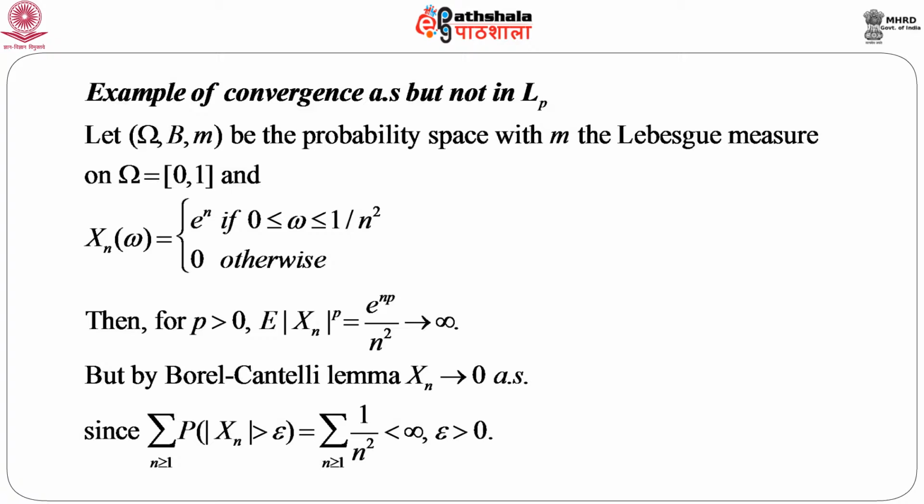That means it does not converge in L^p, but using the Borel-Cantelli lemma, we can immediately show that Xn goes to 0 almost surely, because if we calculate the sum over n greater than or equal to 1 of the probability that |Xn| is greater than epsilon, this is equal to the summation over n greater than or equal to 1 of 1 by n squared, which is actually a convergent series. So, this is less than infinity. That means Xn converges to 0 almost surely, but it does not converge in L^p or in pth mean.